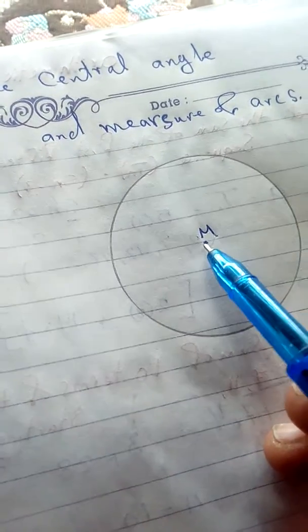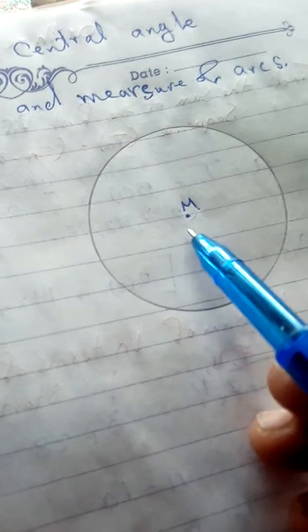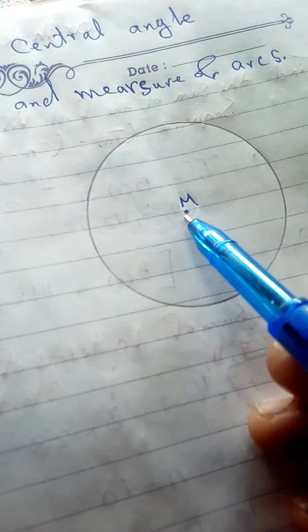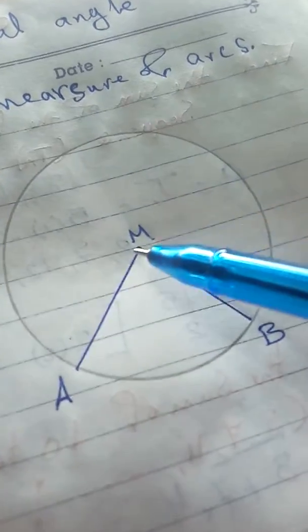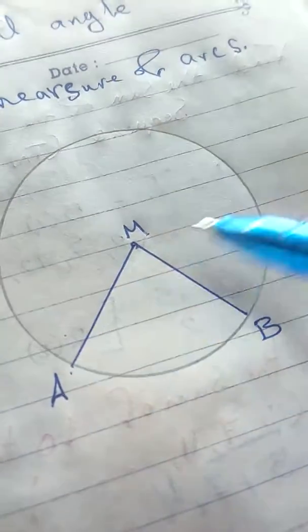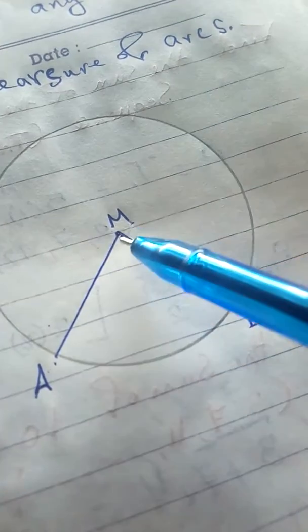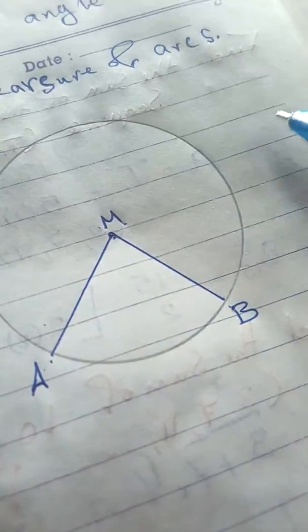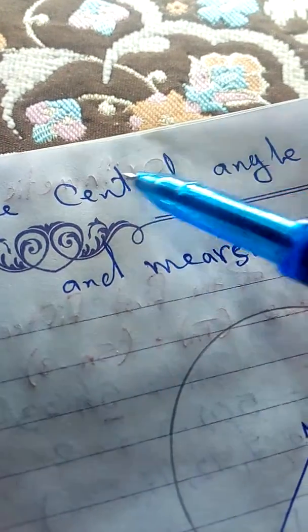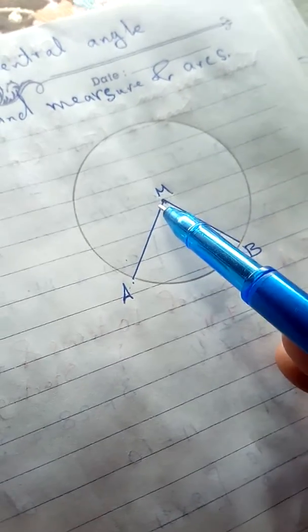Now we have a circle, its center is M. دلوقتي احنا عندنا circle والcenter بتاعها M. If I draw two radii from the center M, like this, the radius MA and the radius MB, we have an angle whose vertex is the center M, which we call the central angle. That means the central angle is an angle whose vertex is the center of the circle.